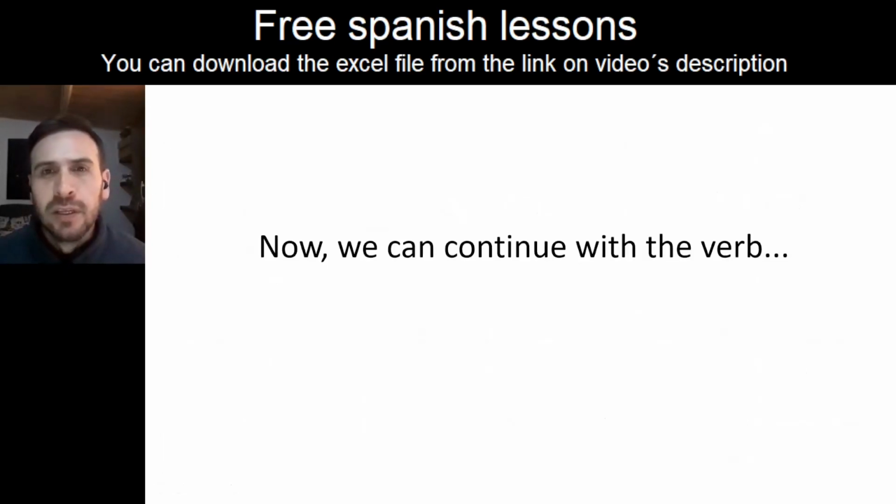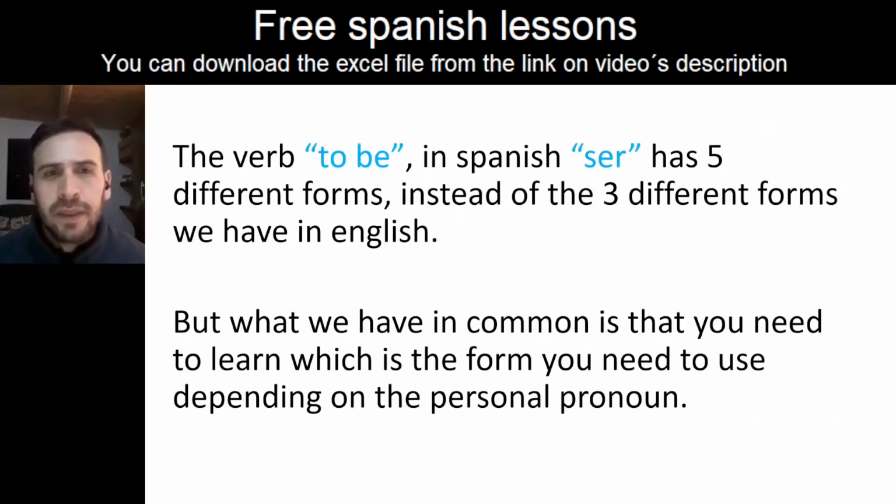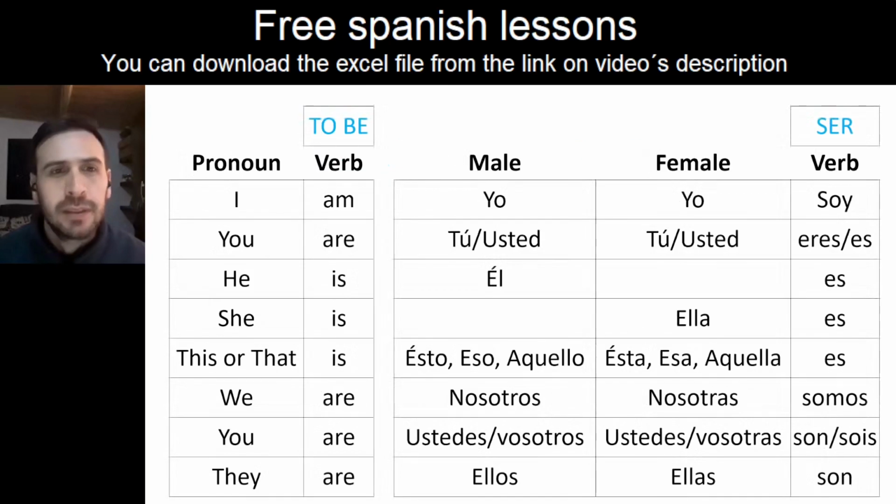Now we can continue with the verb. The verb to be in Spanish, ser, has 5 different forms instead of the 3 different forms we have in English. But what we have in common is that you need to learn which is the form you need to use depending on the personal pronoun.